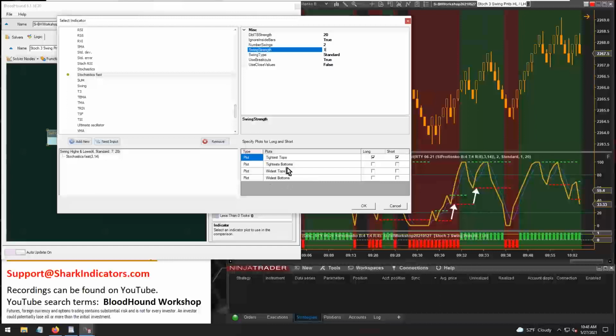And so now we need to figure out what plots we want to check the slope for. So I already have the arrows on my chart. So we want the swing lows for longs, right? So when the swing lows step up or slope up, then we're looking to generate a long signal out of that. So the red hash line, that is the widest bottoms. So we're going to use that for a long slope. And then the widest tops, that's the green line. And we're going to use that to generate shorts.